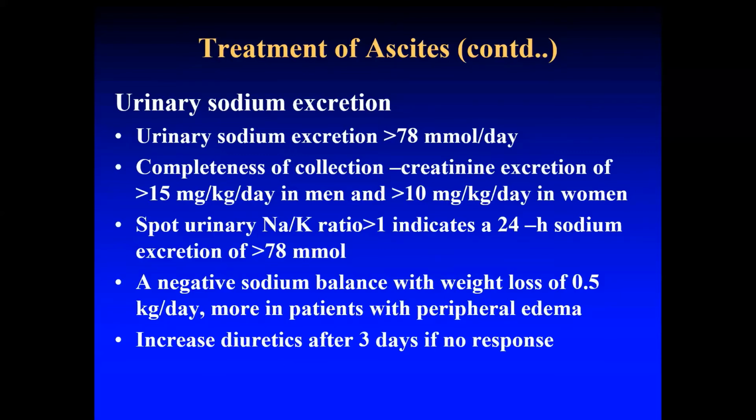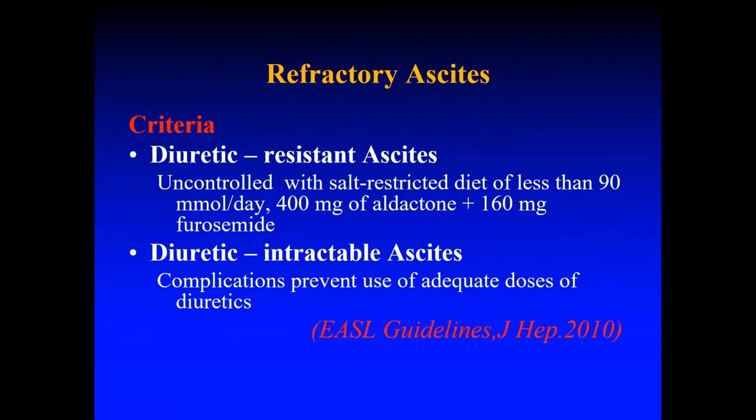But many times it becomes difficult, so we can take help of the spot urinary sodium and potassium ratio. If it is more than 1, that indicates a 24-hour urinary sodium excretion of more than 78 millimoles. A negative sodium balance with weight loss of 0.5 kg per day or more, and in patients with peripheral edema, indicates a good response. And if there is no response, then increase diuretics after 3 days in these patients.